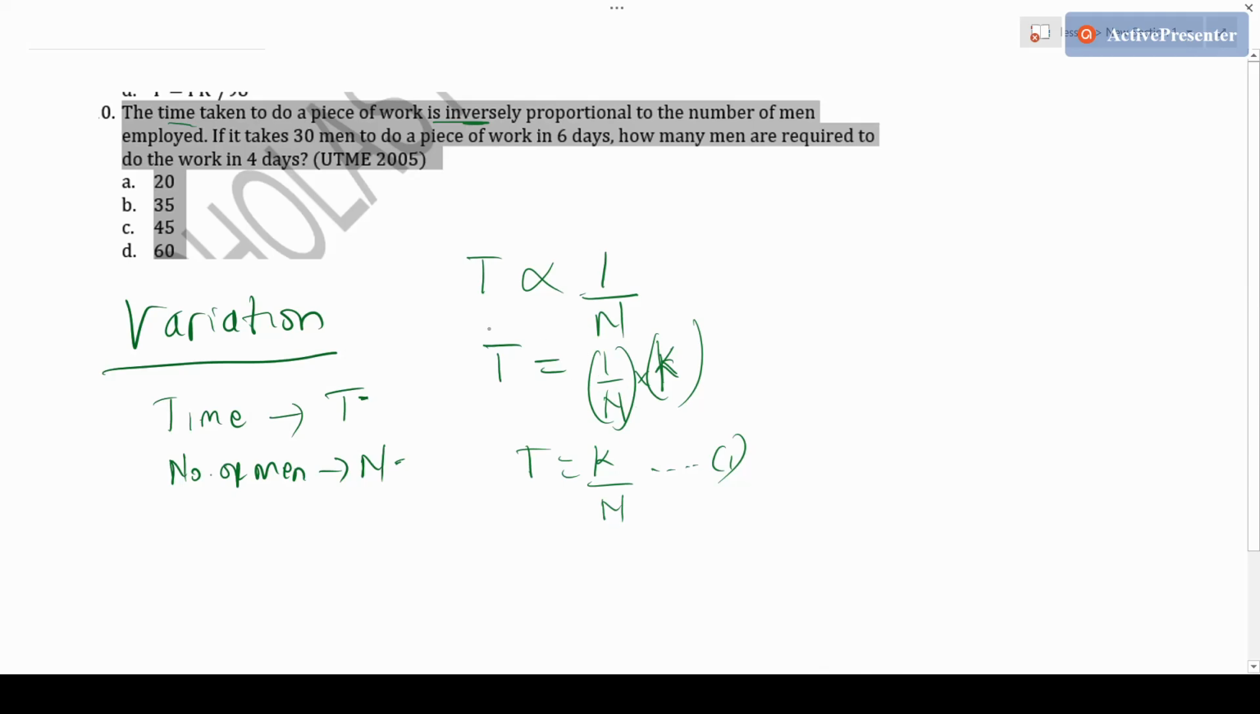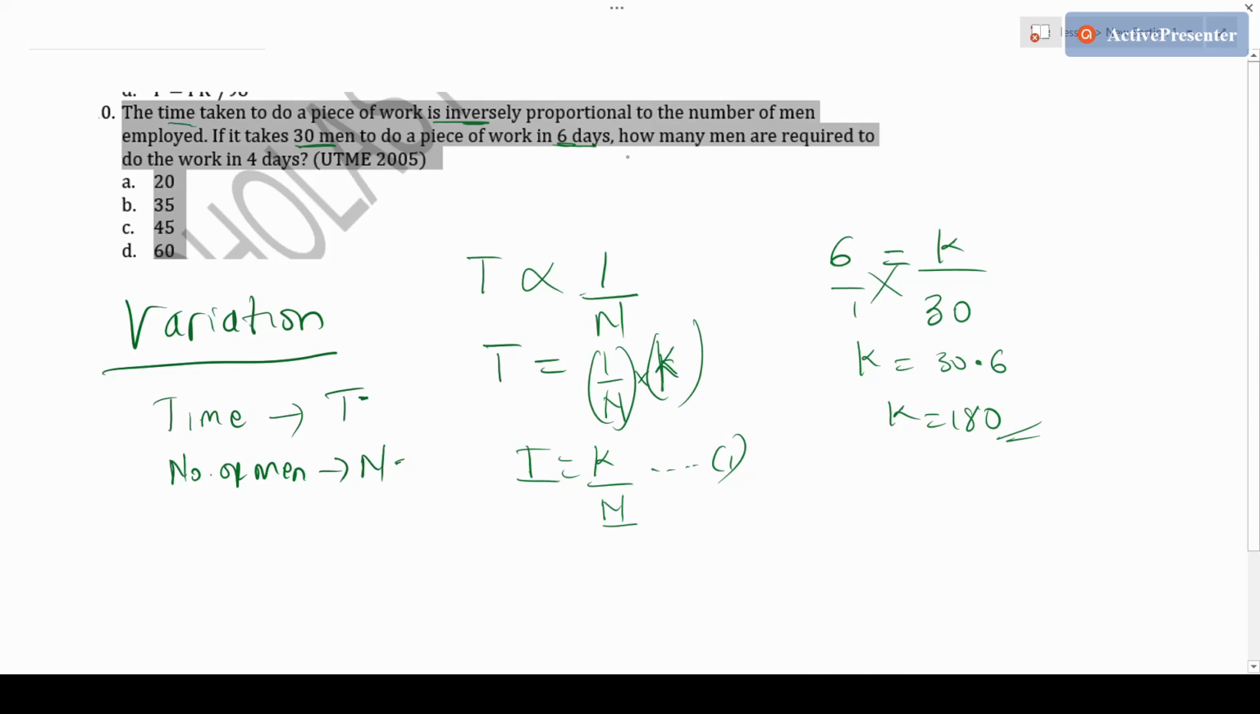The first thing we want to take in is that there are 30 men that do a piece of work in 6 days. So we have 30 men, which is for n. So we're going to replace n with 30, and we also have the time as 6 days. So instead of t here, we have 6 is equal to k over 30. From this we could cross multiply, so that k is equal to 30 times 6. So k is equal to 180, guys.